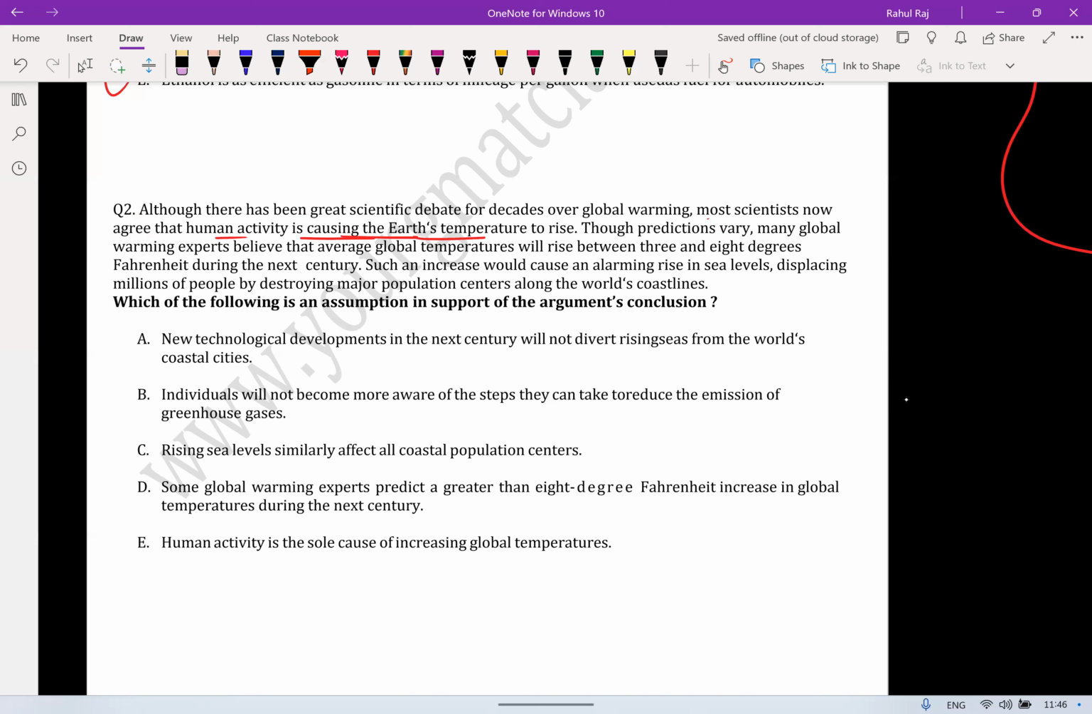please understand this is a dependent clause. Although there has been a great scientific debate for decades over global warming, this is a dependent clause. This clause has absolutely no meaning without the second clause. So do not go mad over here. Imagine if I simply read and remove the second clause, do you really think this has any meaning? Although there has been a great scientific debate for decades over global warming.